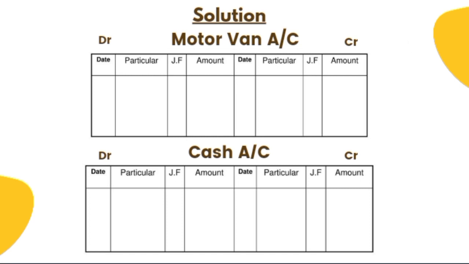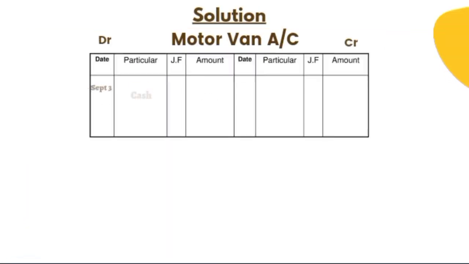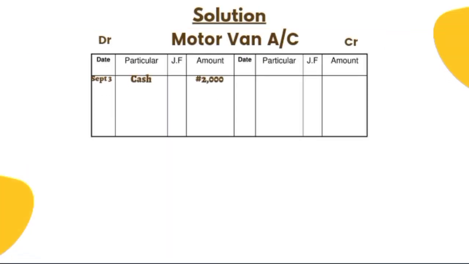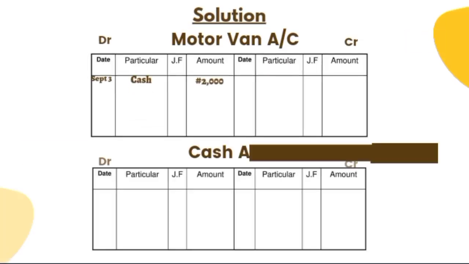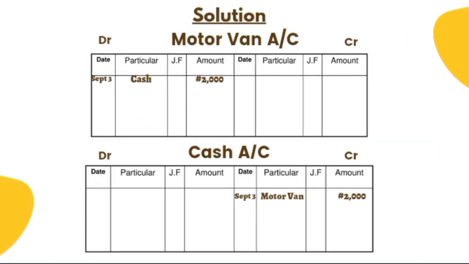Under the motor vehicle account, this transaction will be recorded on the debit side, because the motor vehicle account is receiving the money. So record it on the debit side, September 3rd, which is under dates. Then under the particular, we have cash. Then under the amount, we have 2,000 naira. Then the double entry here will now read, on the credit side of the cash account, September 3rd, particulars is motor van, and then amount is 2,000 naira.